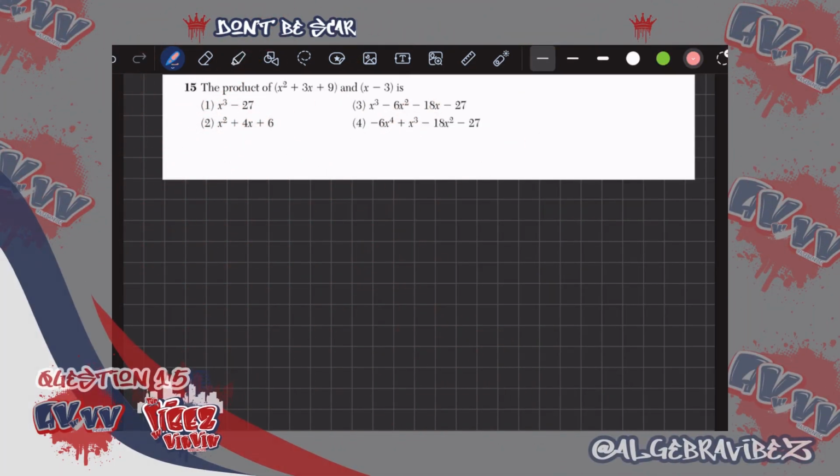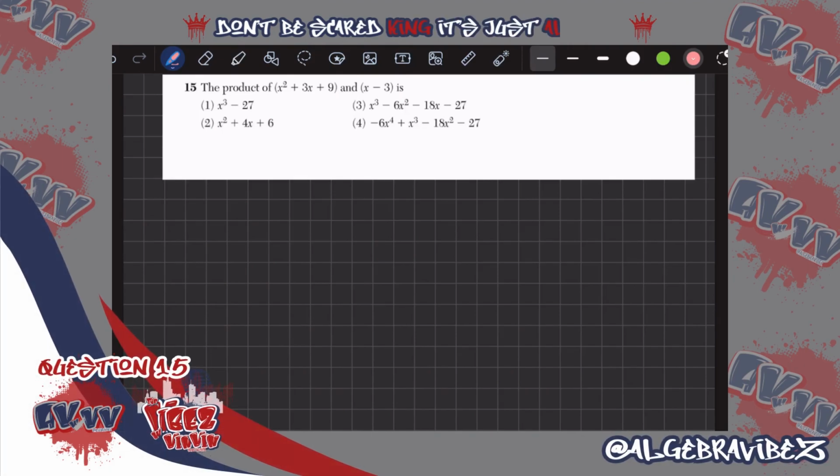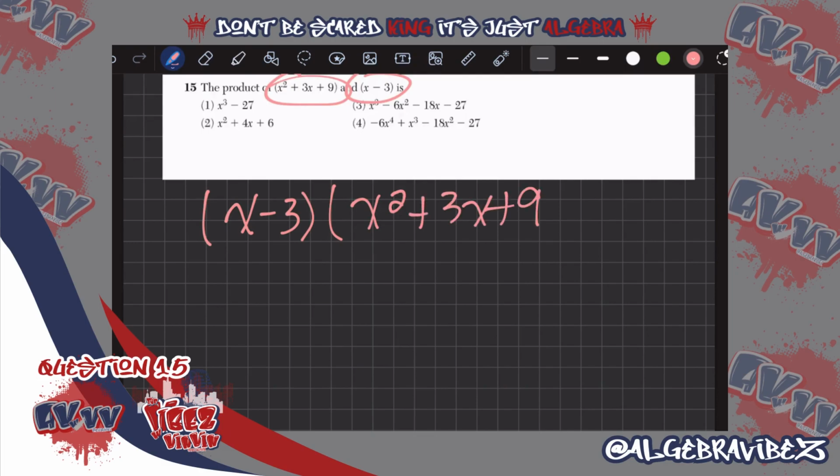What up, everybody? Welcome back to question 15. This is a simple multiplication problem between a binomial and a trinomial. So we're going to rewrite everything down here below: x minus 3 and x squared plus 3x plus 9.